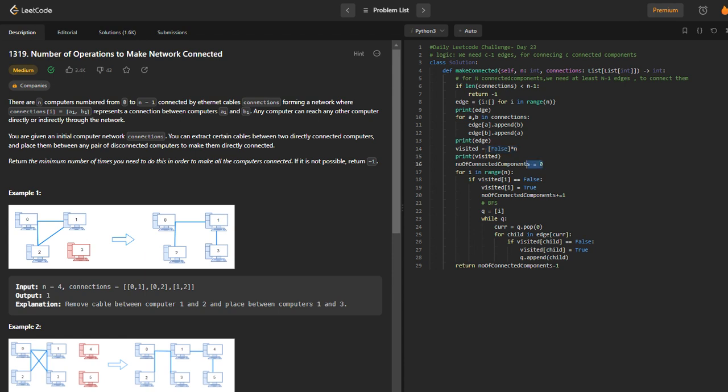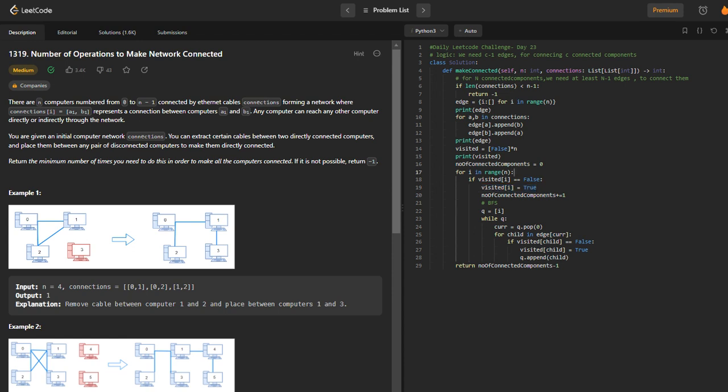Now number of connected components equals 0. I'm initializing it with 0. The final answer is going to be number of connected components minus 1. So I am going through each of the nodes, and for each node I am checking if it is visited or not. If it is not visited, only then I am marking it true and starting BFS from it.